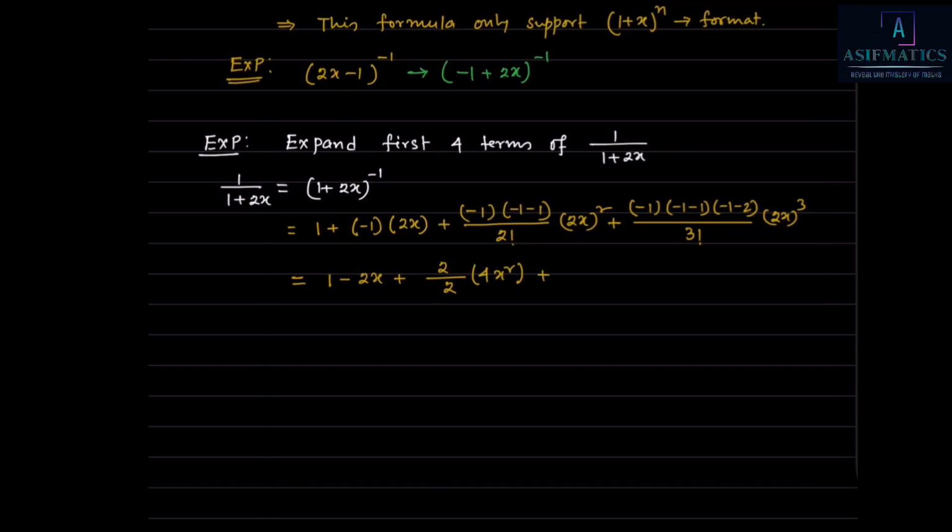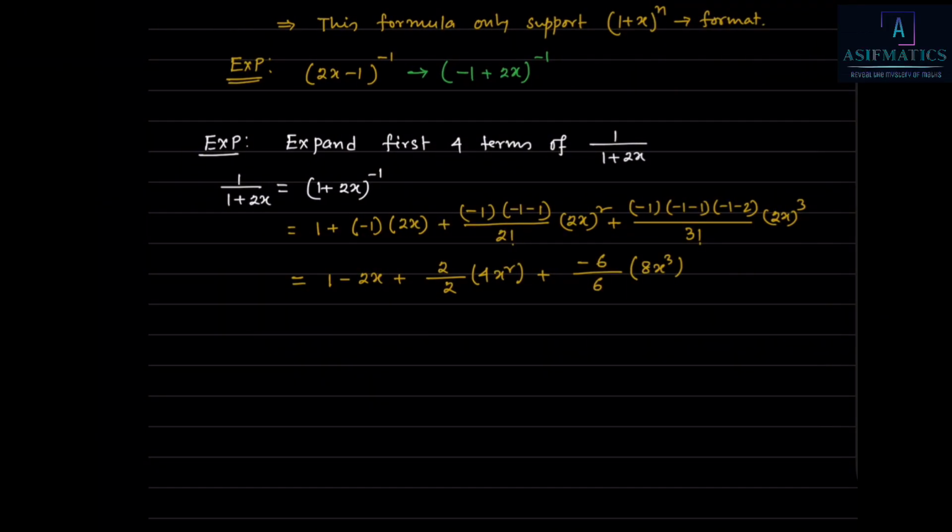Plus we have, in this situation we can write 2 and 1 3, 1 and 1 2, so 6 and minus, so it will be minus 6. Factorial 3 is 6, and 2x cube will be 8x cube.